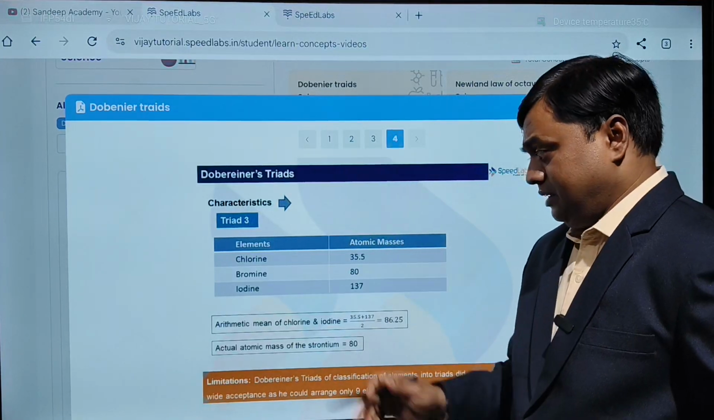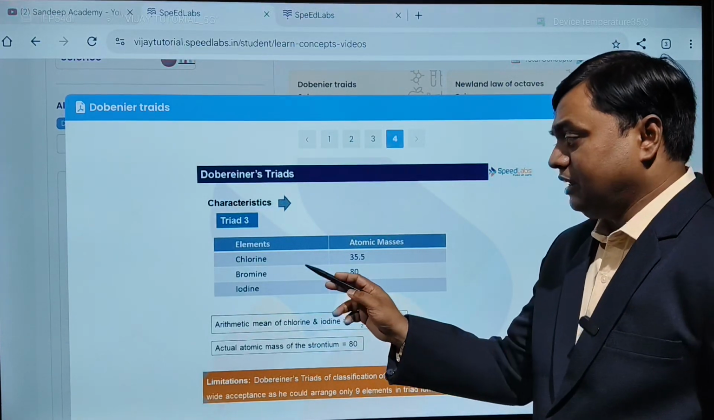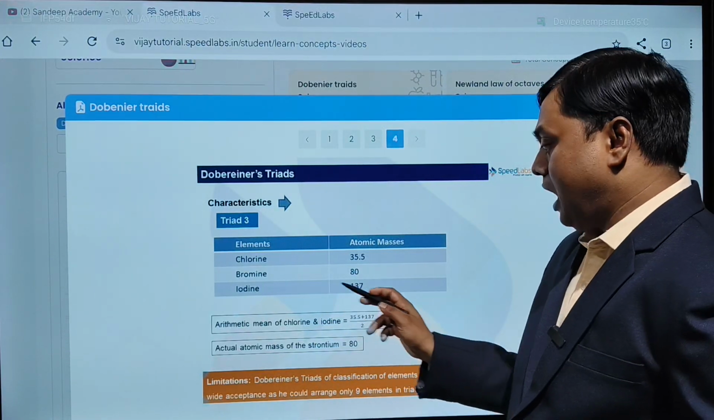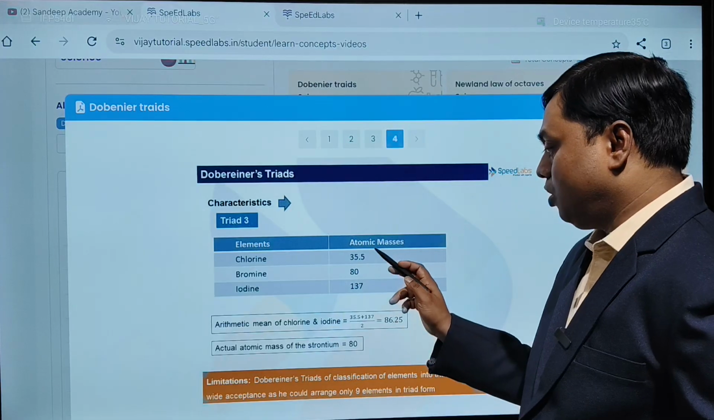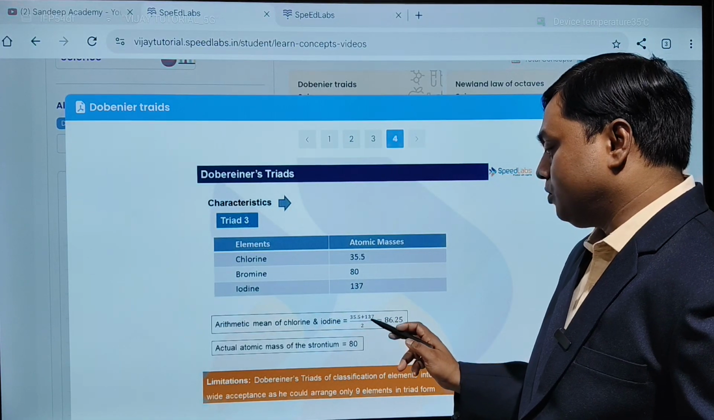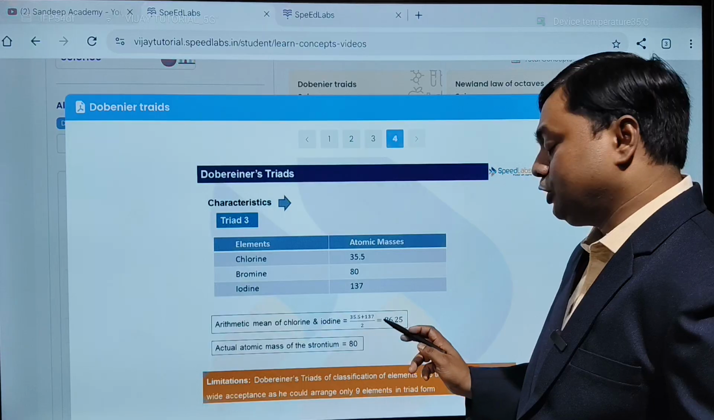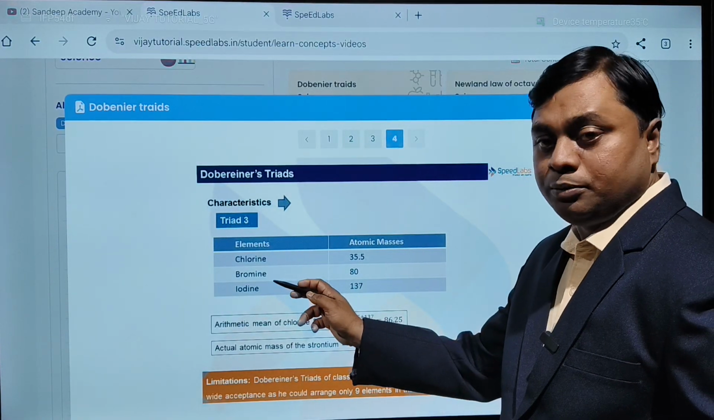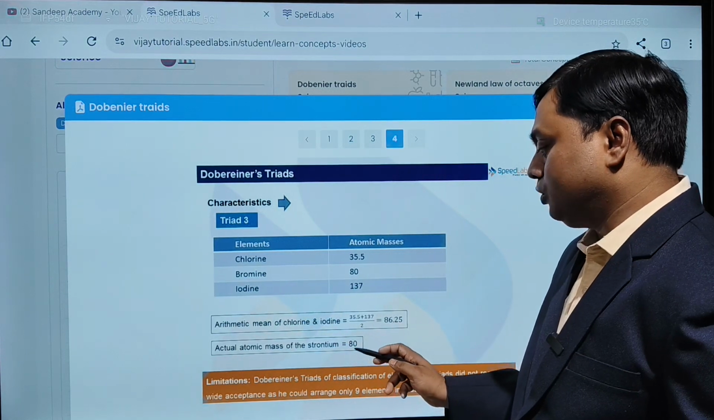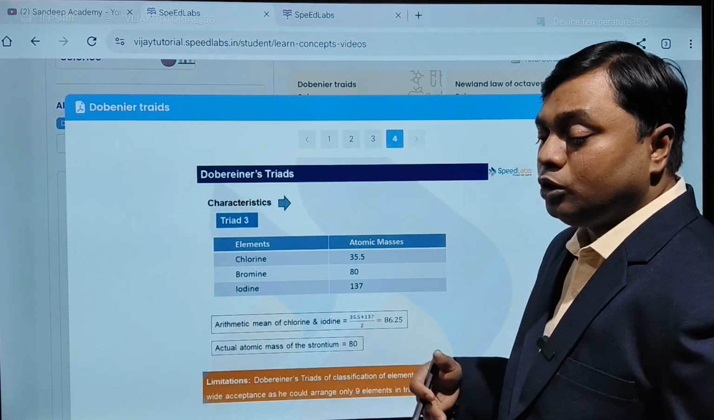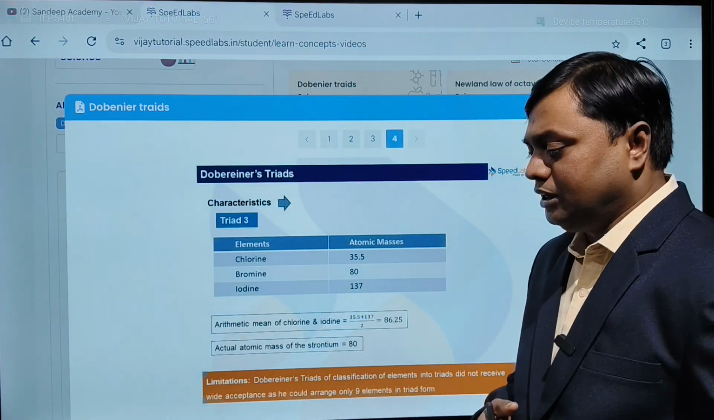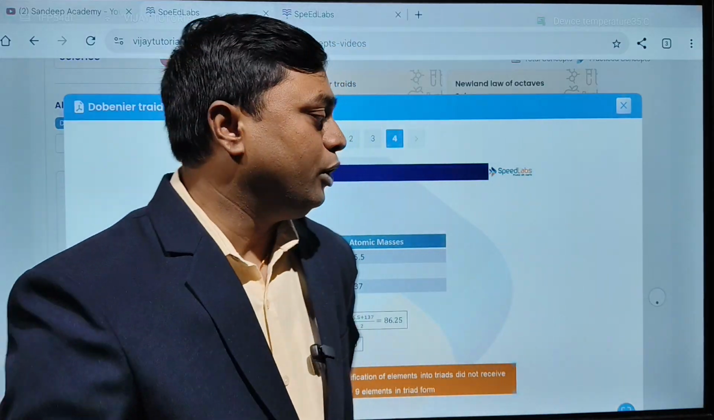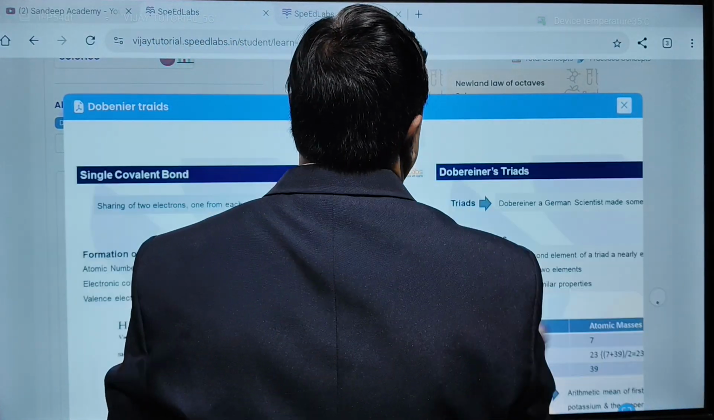Triad 3: chlorine, bromine, iodine. In this triad, the atomic mass of chlorine is 35.5, iodine 127. So take the average of first and third: (35.5 plus 127) by 2, you get about 81, which is approximately equal to the atomic mass of the middle element, bromine. Actually it is 80. Yes or no? But he could arrange only a few elements in his periodic table. All the elements he could not arrange. That's why his periodic table was rejected.